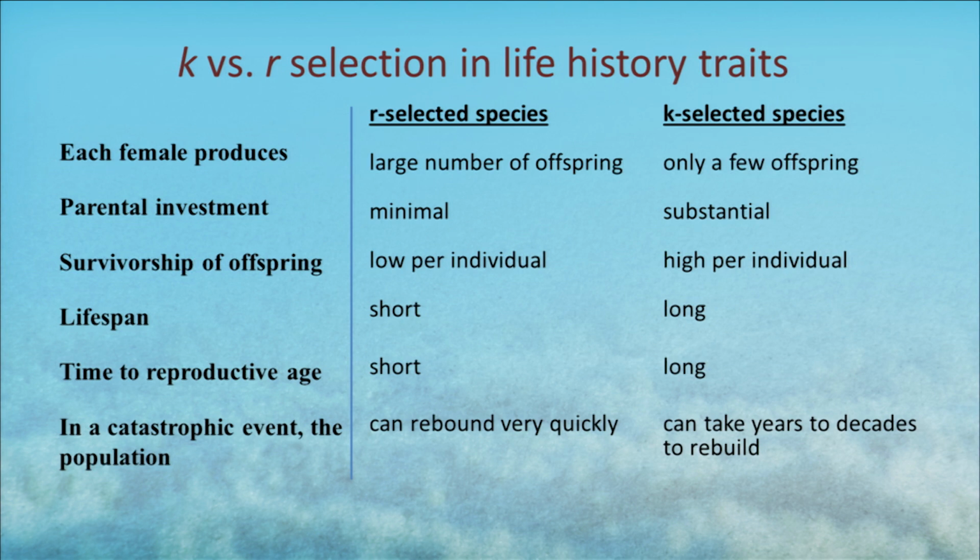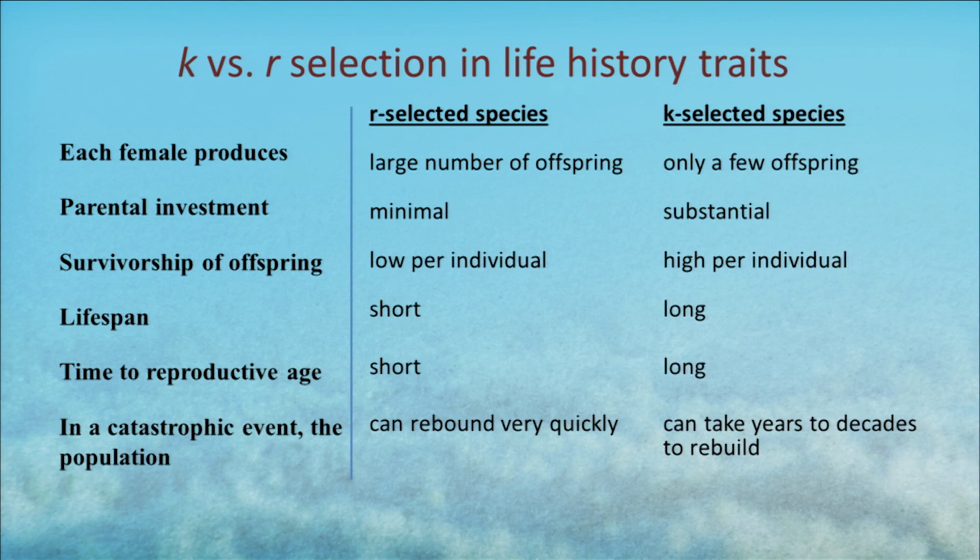So for what each female does, in an R-selected species, they're going to produce large numbers of offspring, hundreds or thousands of offspring. A K-selected species will only produce a few offspring during their lifetime. So obviously you're getting the idea that humans are going to be labeled as a K-selected species. What about parental investment? In an R-selected species, there's really none. You're so interested in just getting the offspring out there that you don't have time to care for them. In a K-selected species, each offspring gets a lot of care, and that of course contributes to their high survival rate that we see per individual offspring.